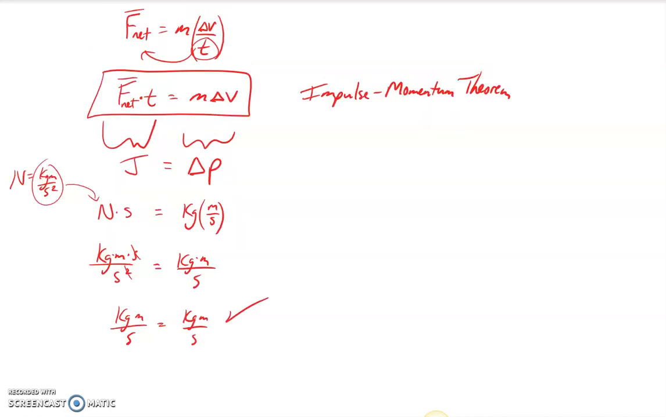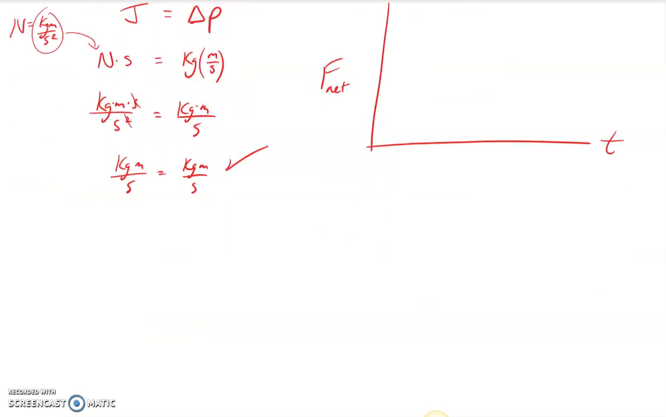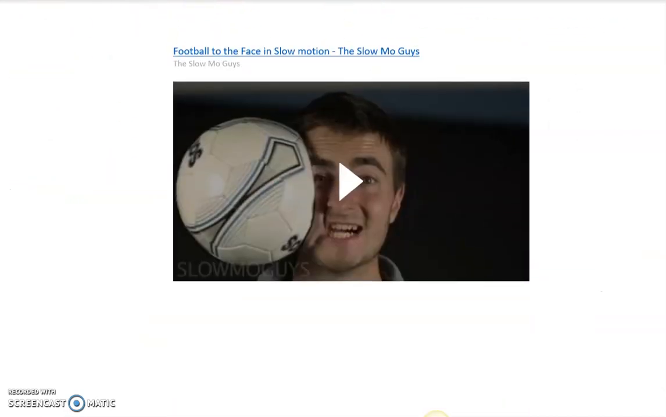Now let's take a look at a graph to kind of show this relationship. What we're going to do is make a net force versus time graph, and we're going to do this for a situation where a person is standing still and one of their friends, or so-called friends, throws a soccer ball at their head from point-blank range. And we're going to graph the net force on the person's head due to the soccer ball. Now we do have a video to go along with this.